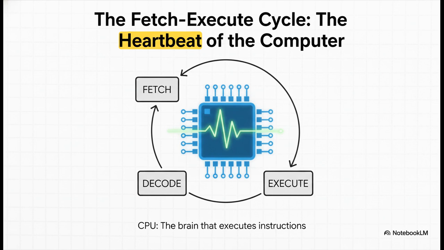Well, the CPU's main job actually boils down to one single, continuous, and unbelievably fast process. It's called the fetch-execute cycle. You can think of this cycle as the very heartbeat of your computer. And understanding this one cycle is the absolute key to understanding the CPU itself.